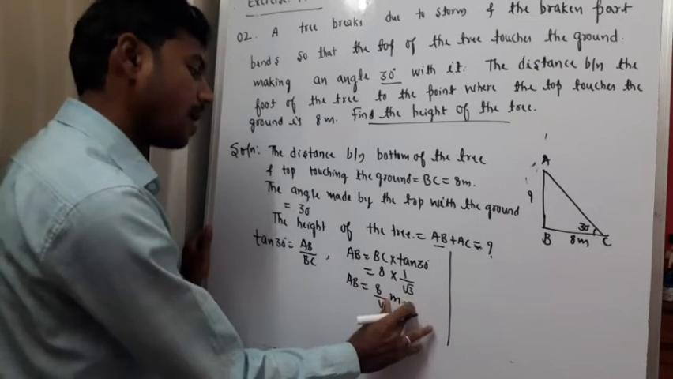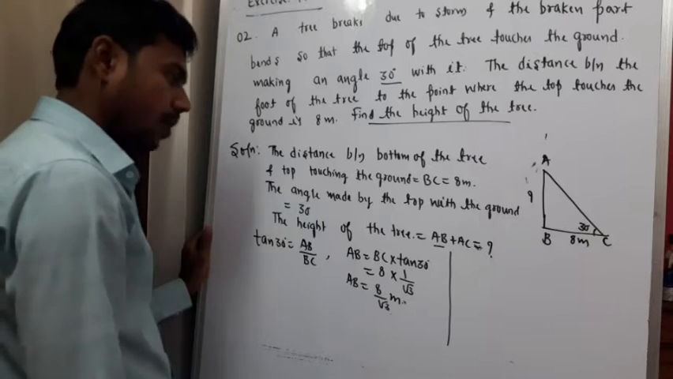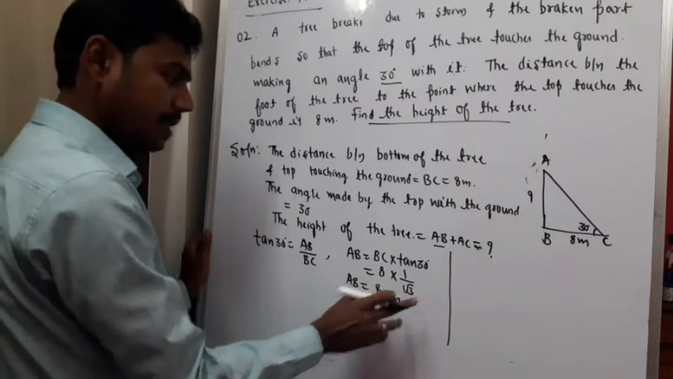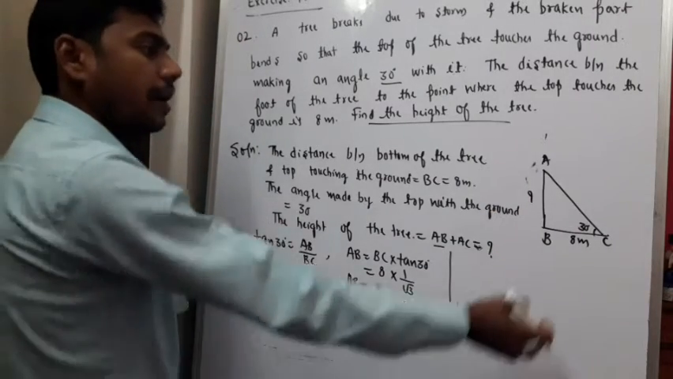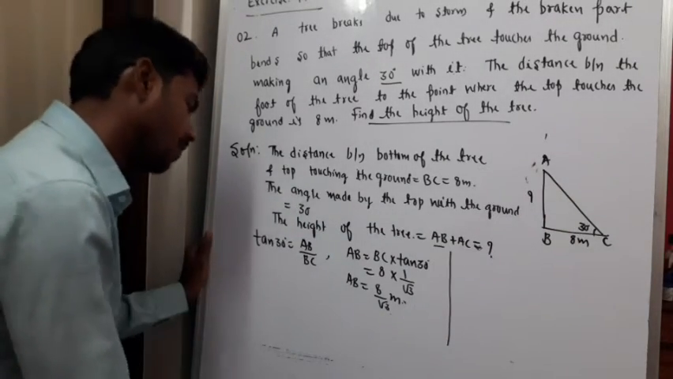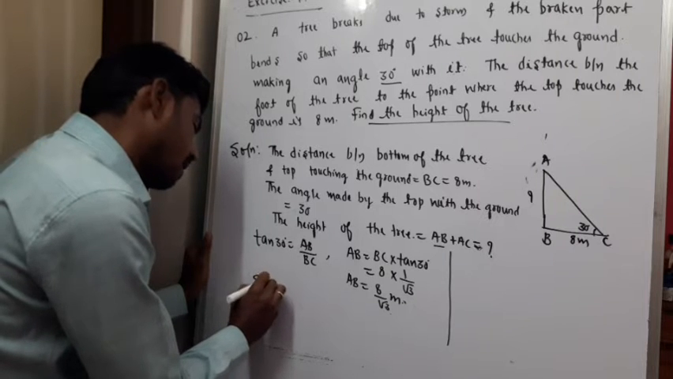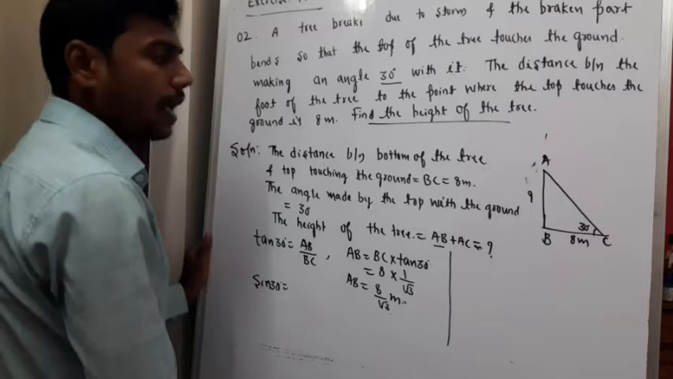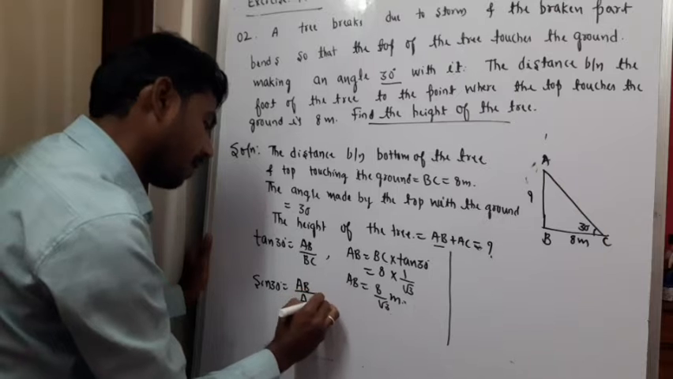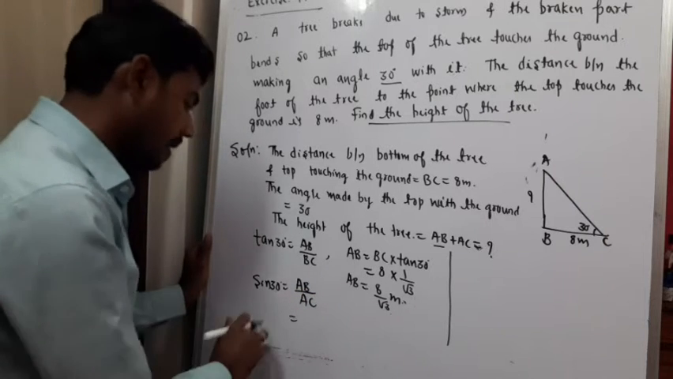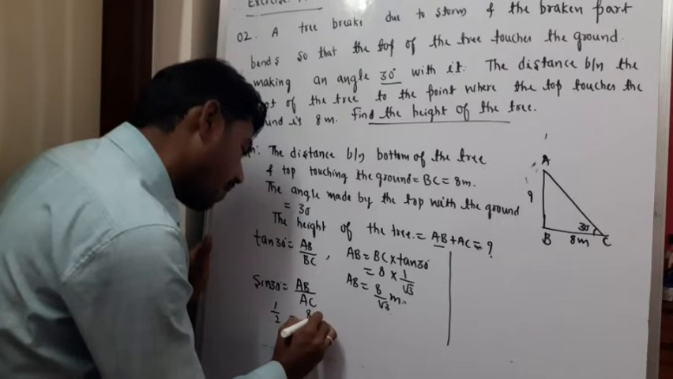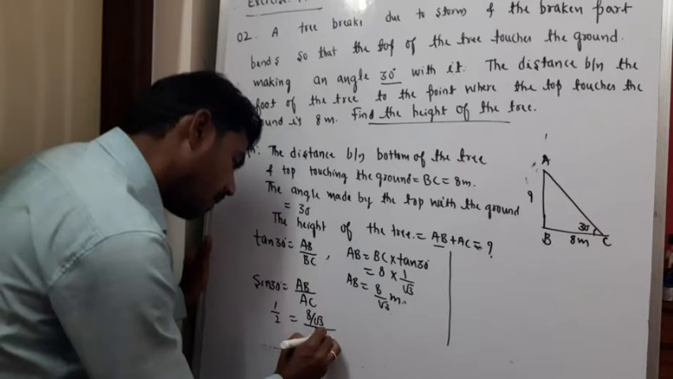Fine. Now I need to find AC. I know this is 8 by root 3. To find AC, I already know the opposite, and I need to find the hypotenuse. For that, sin 30 is equal to AB by AC, opposite by hypotenuse. Sin 30 is nothing but 1 by 2. AB is 8 divided by root 3. AC I need to calculate.